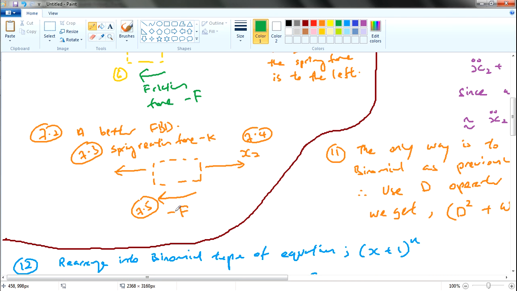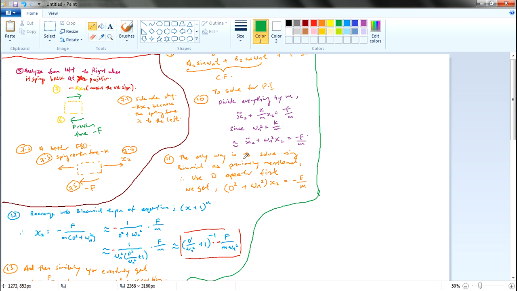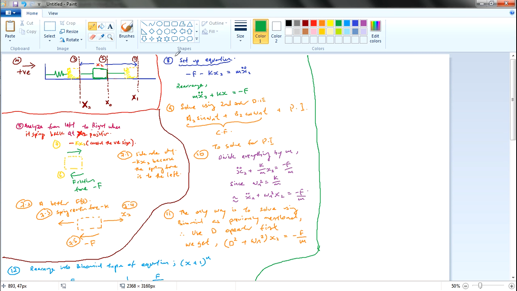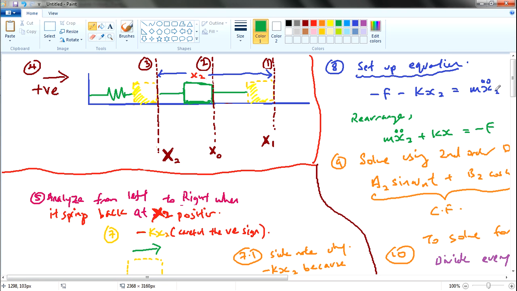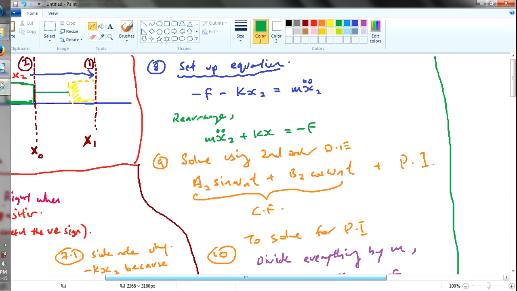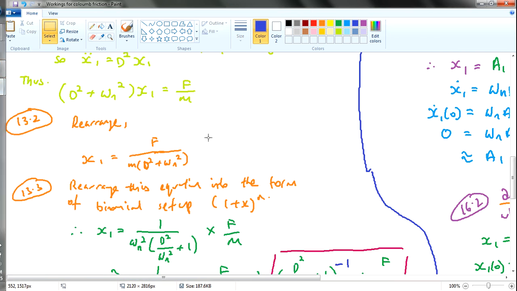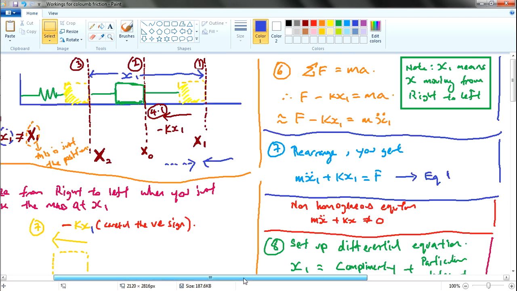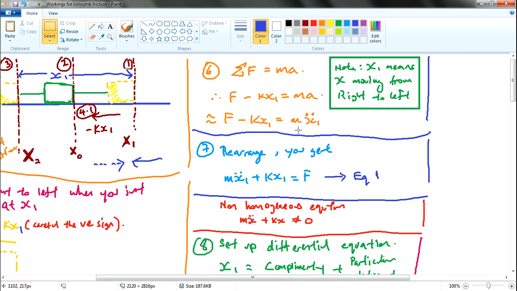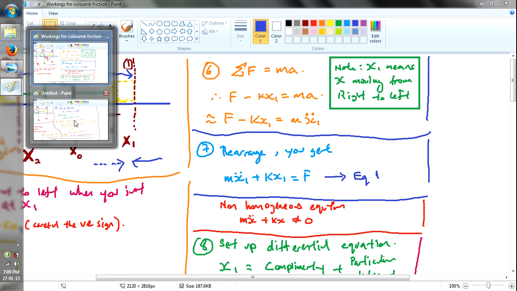Anyway, now since we know the relationship, we can just plot an equation. So it's just minus f minus kx2 equals mx2, okay? It's the same thing as the previous equation. If you want to argue that it's different, it's the same trend, just that this one is minus.